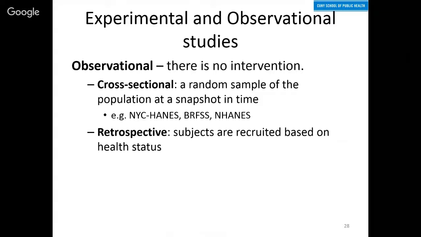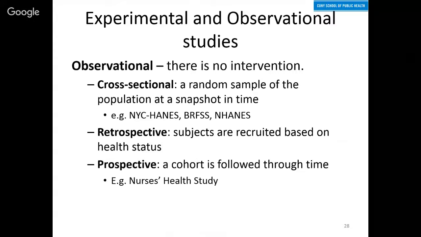In retrospective studies, you recruit people based on their health status. So this would be, say, you interview people, you ask whether they have had the flu in the past year, and you recruit cases and controls based on past health status. And prospective would be where you follow up a cohort through time, which actually maybe is a better description of this study because you'll be followed through time throughout a flu season.